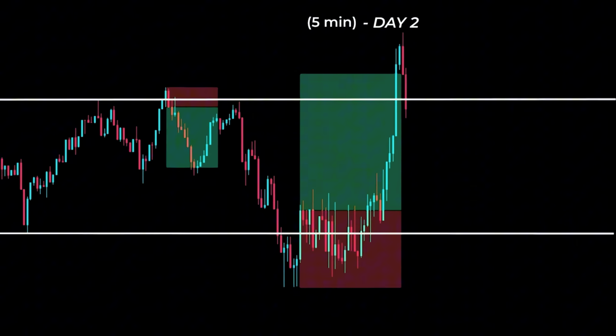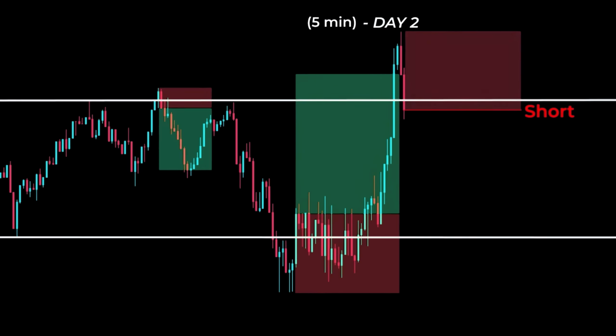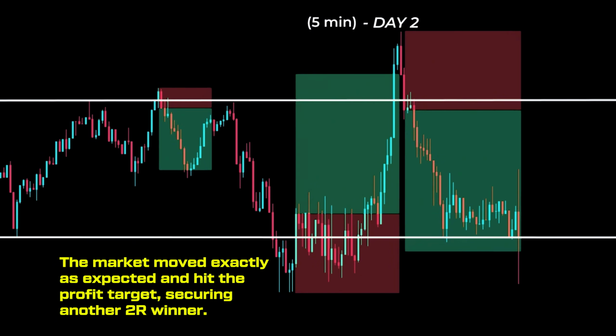On the same day, price gave us another setup. It closed above the range high, but then closed back inside. That signaled a valid short entry. We placed the stop loss above the breakout high and targeted a take profit equal to 2 times the risk. The market moved exactly as expected and hit the profit target, securing another 2R winner.